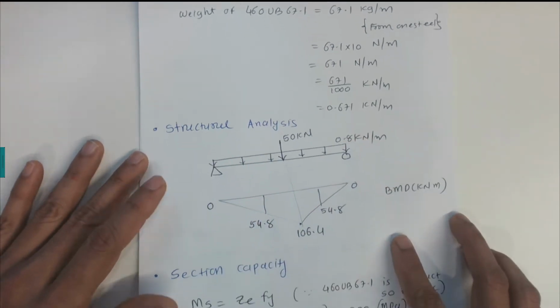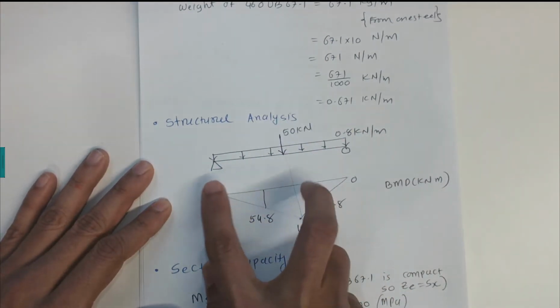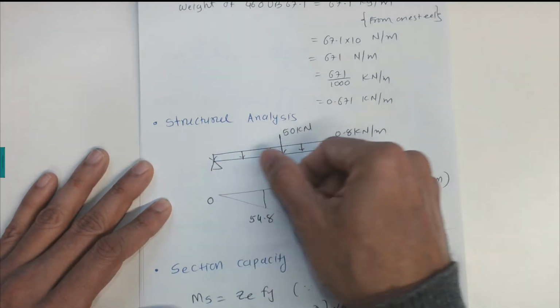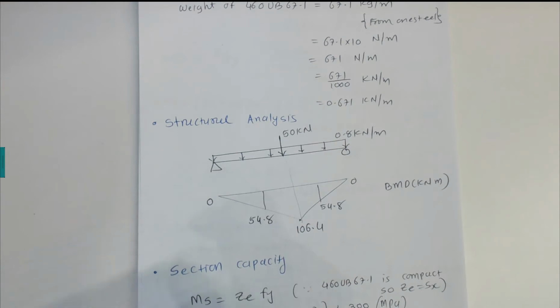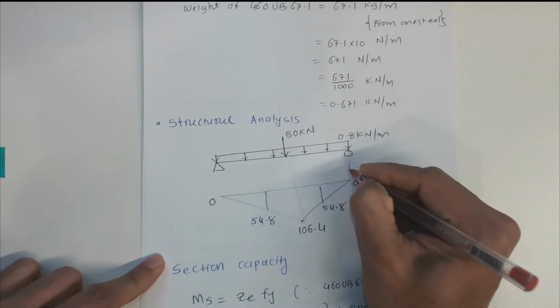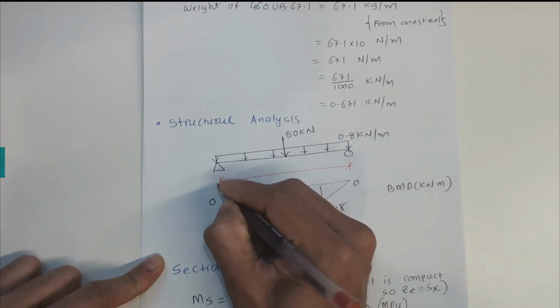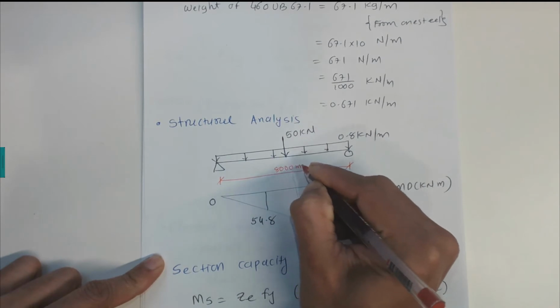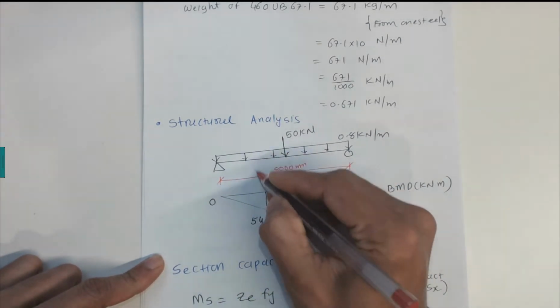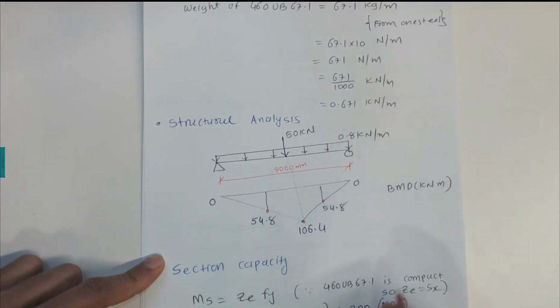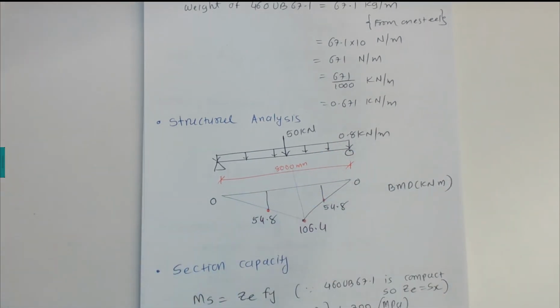Now the structural analysis is given in the question, so we can draw the bending moment diagram and find the bending moment for these cases, and we know this one is 8000 millimeters. So in the middle is 4000 millimeters, and at the quarter points, 2000 millimeters and 6000 millimeters, because of the symmetry we get 54.8 kilonewton meters.